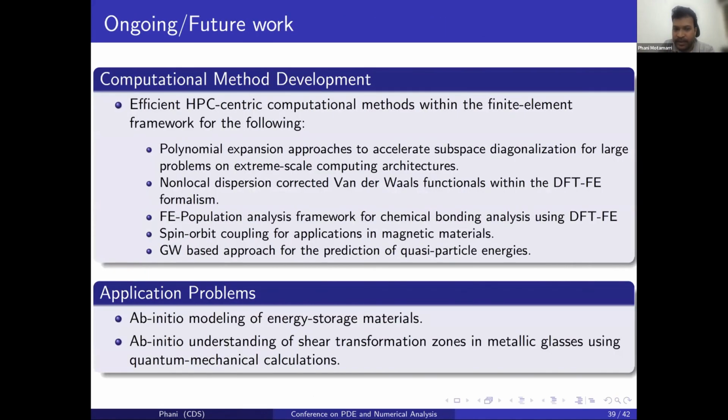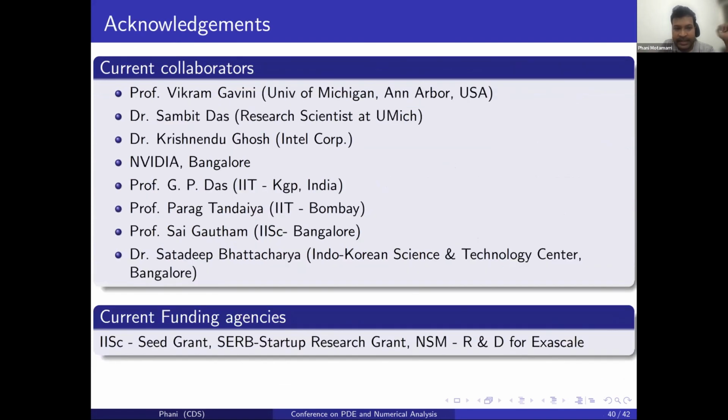And there are some other works going on to accelerate the subspace diagonalization after Rayleigh-Ritz projection by using polynomial expansion approaches, and then, as I said, to improve the level of sophistication we have in density functional theory to solve a wide variety of material properties used for a wide variety of applications. Our application problems today are basically in energy storage materials and in mechanical properties of materials, to understand failure mechanisms in metallic glasses.